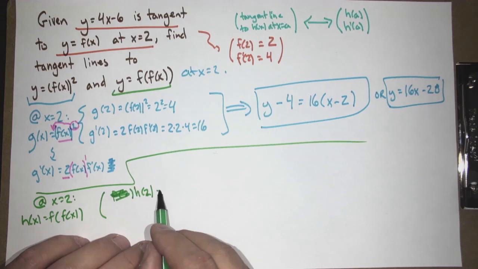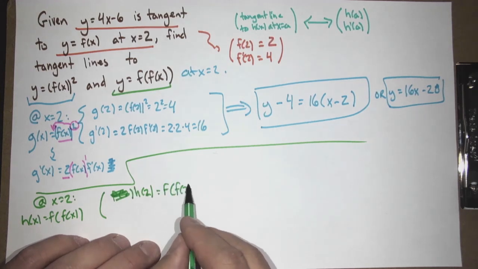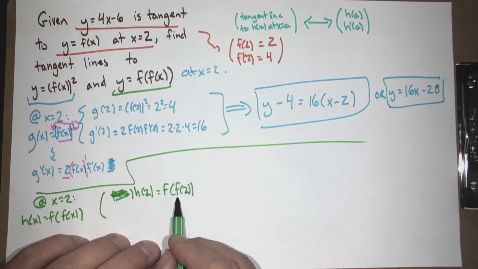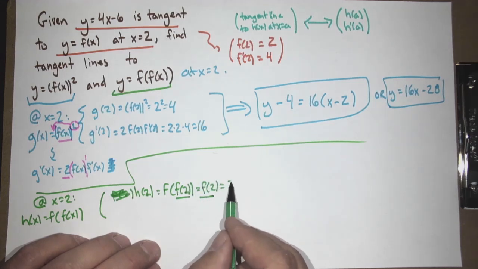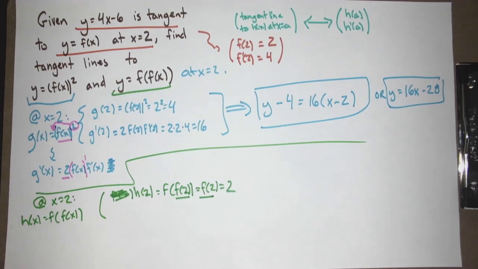h of 2 is f of f of 2. Now you've got to work out from the inside. But what is f of 2? So this is secretly f of 2. But what is f of 2? 2. So h of 2 is 2. Well, that was kind of convenient.